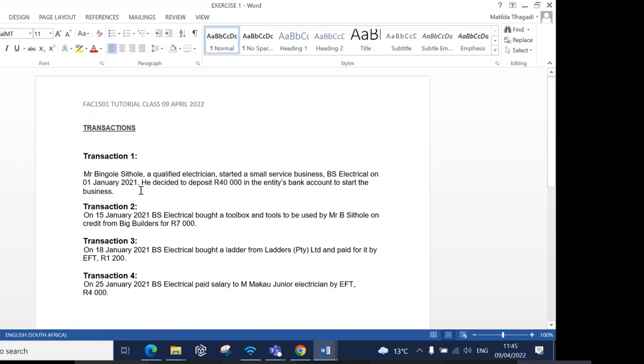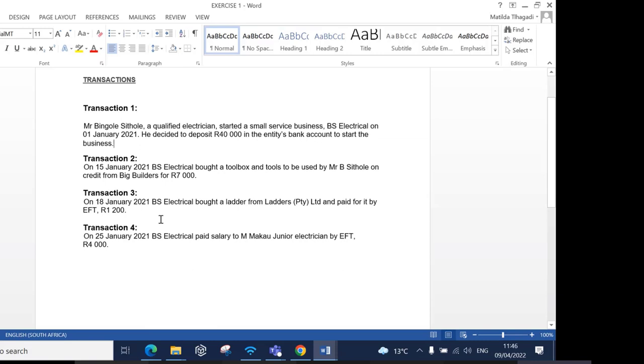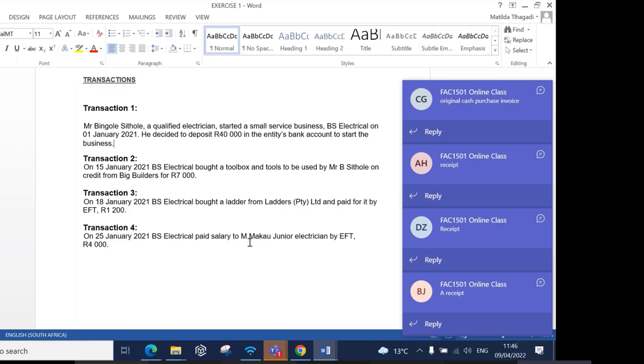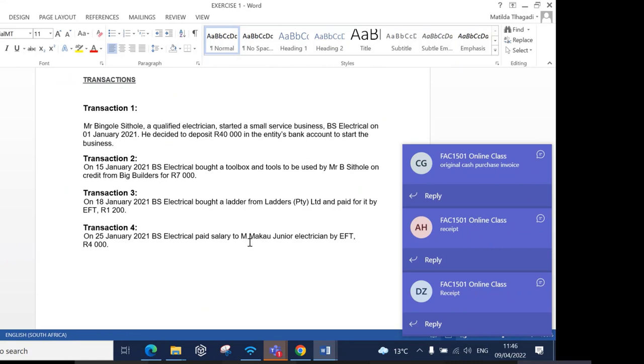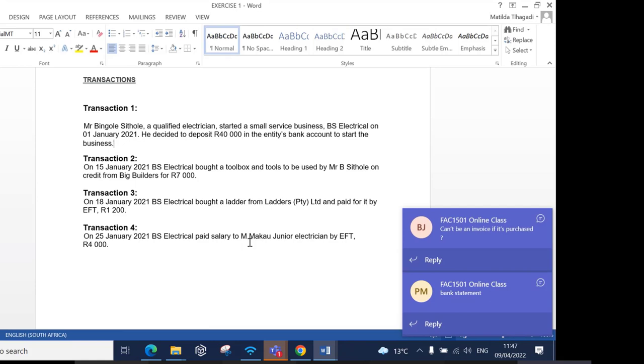So let's look at transaction number three. On the 18th of January, BS Electrical bought a ladder from Ladders and paid for it by EFT for 1,200. So what is the source document for transaction number three? Somebody's saying a receipt, original cash purchase invoice. Guys, do you agree with the answers? A receipt. Bank statement, yes, bank statement. A bank statement can be an invoice if it's purchased.